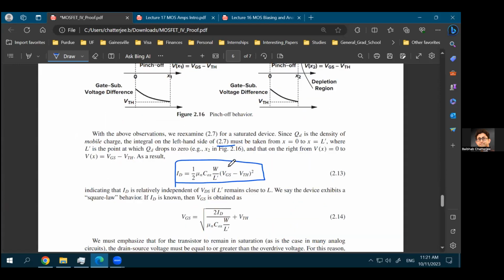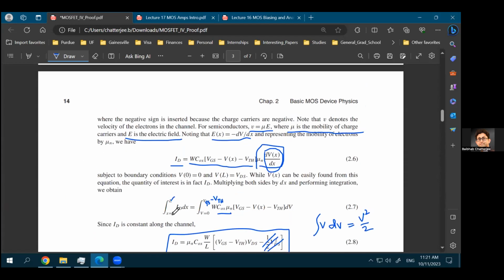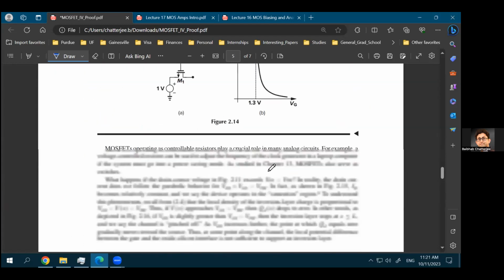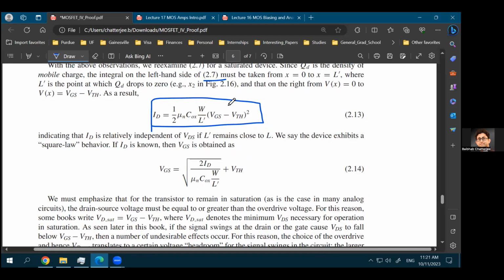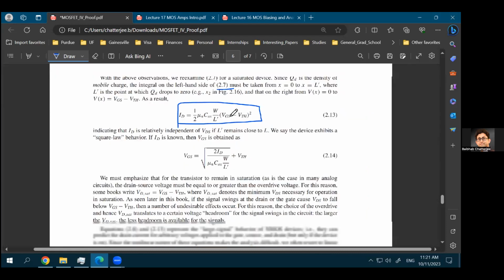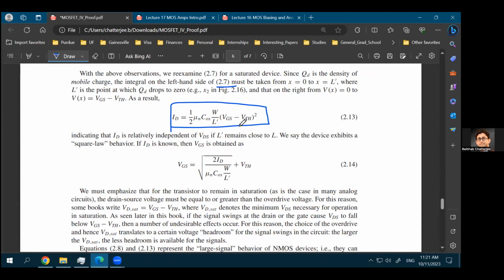Okay. So if you do that calculation by putting x equal to 0 to x equal to L prime in this integration and v equal to 0 to v equal to VGS minus VTH in this other integration, you'll end up with this particular equation, that ID equal to half of mu and COX times W over L prime times VGS minus VTH whole square. Now you see that there is no dependence on VDS at all, apparently at least, right? There is no VDS term over here in this equation.